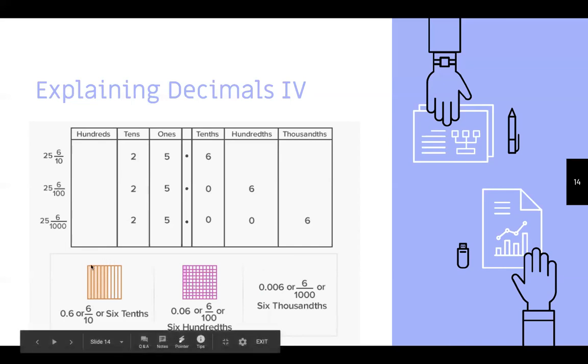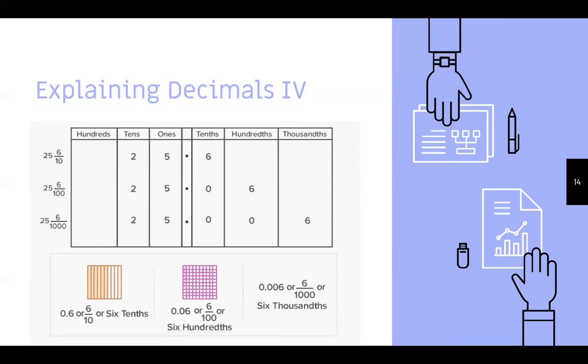We divide each square or rectangle by 10 as we keep going further and further to the right. That's why it's so important to understand that decimals are just powers of 10. We're going back by 10, 100, thousands, multiplying by 10 as we go further and further to the right.